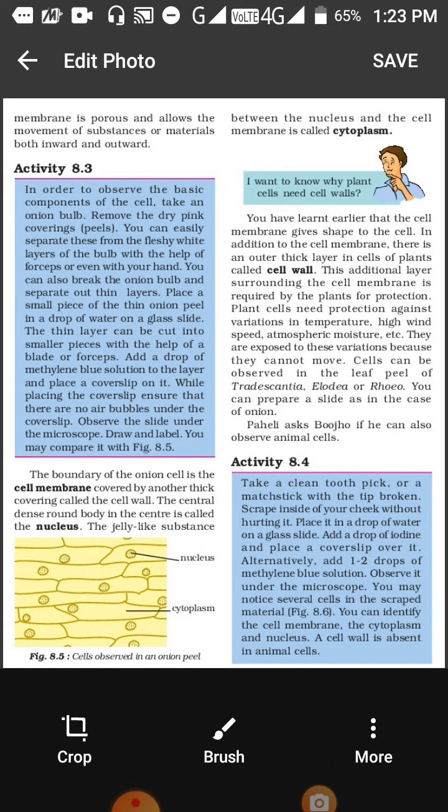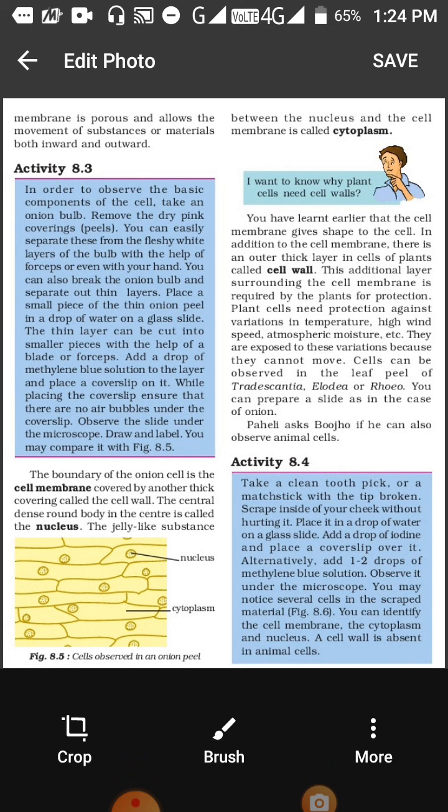The central dense substance, that means outside there is a cell membrane, and in between there is a central part which is called the nucleus, which is a dense structure, and there is a jelly like substance present between the nucleus and the cell membrane. So there are three components of a cell. The outermost is called the cell membrane. Inside the cell membrane there is a cytoplasm, which is a jelly like substance, and in the middle of the cytoplasm there is a nucleus.